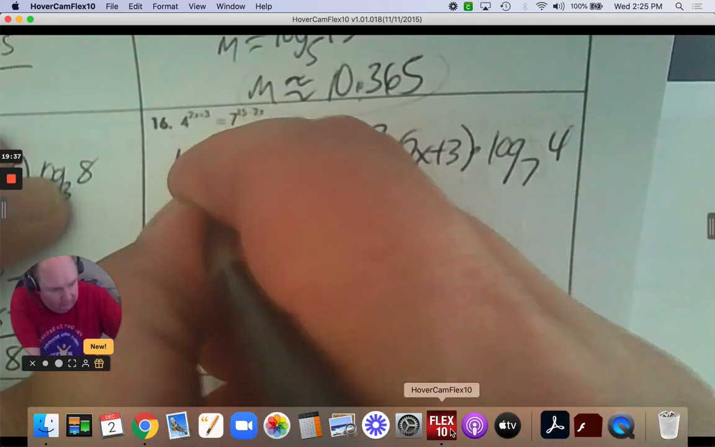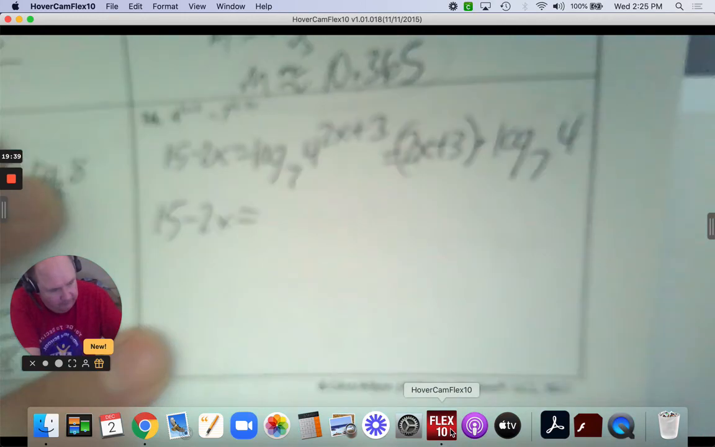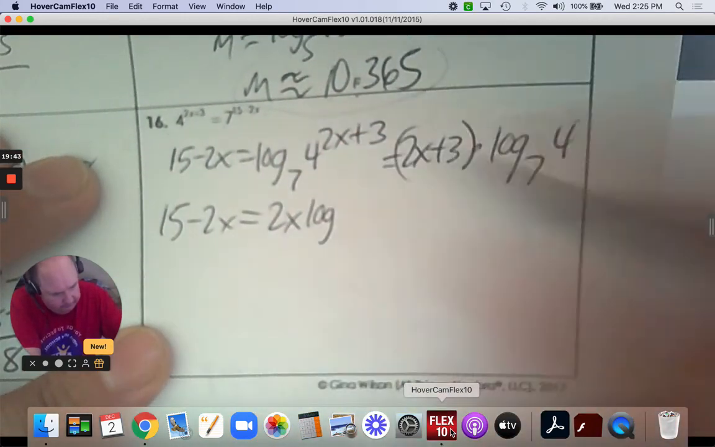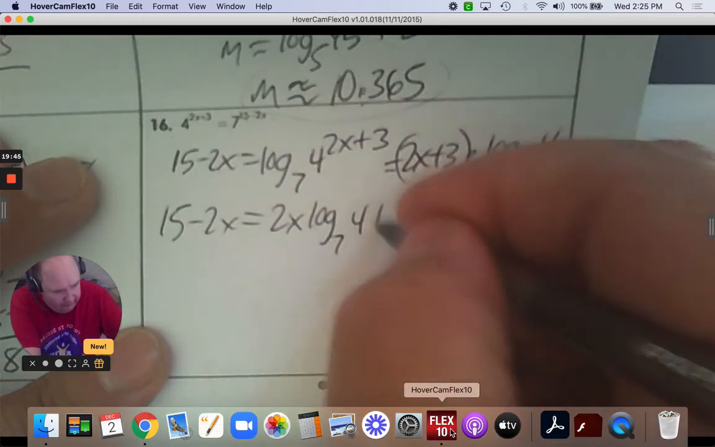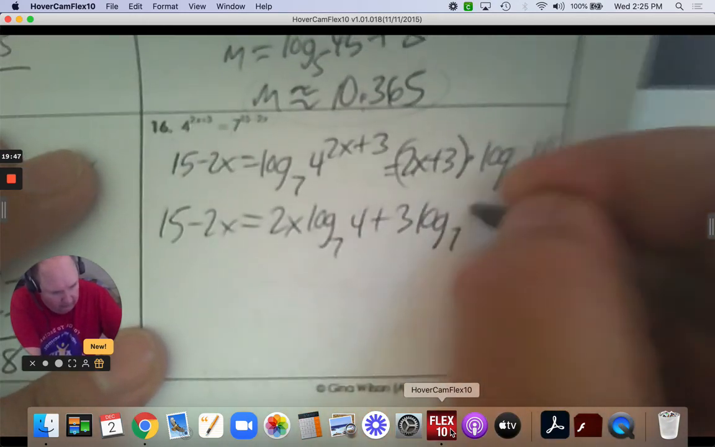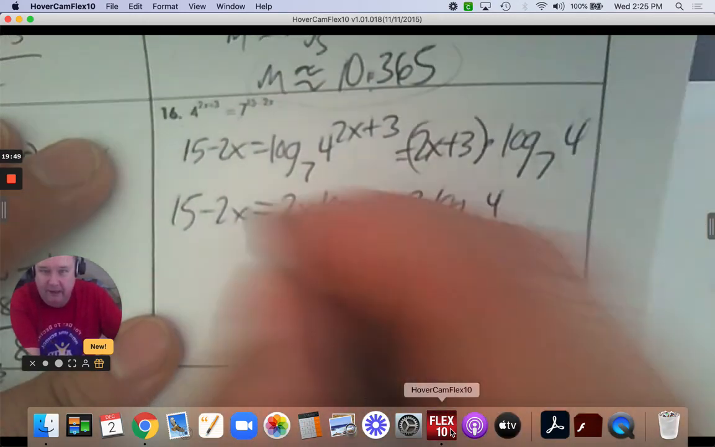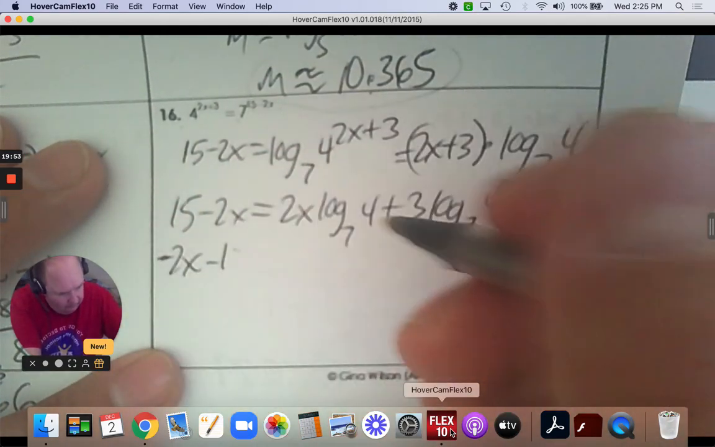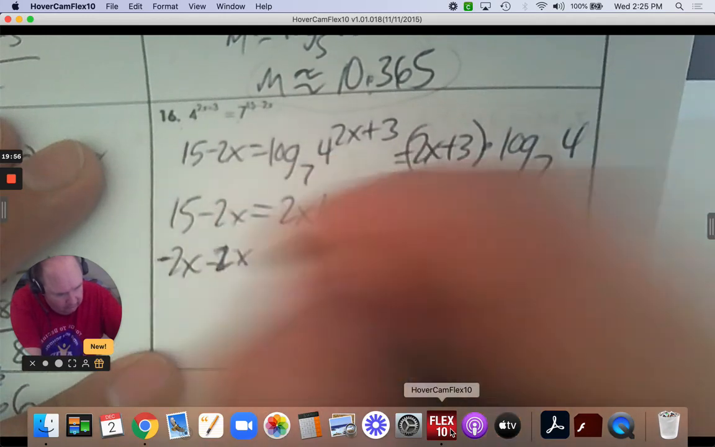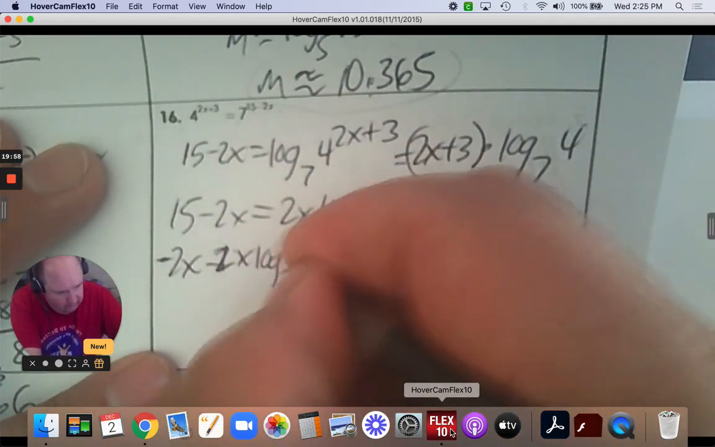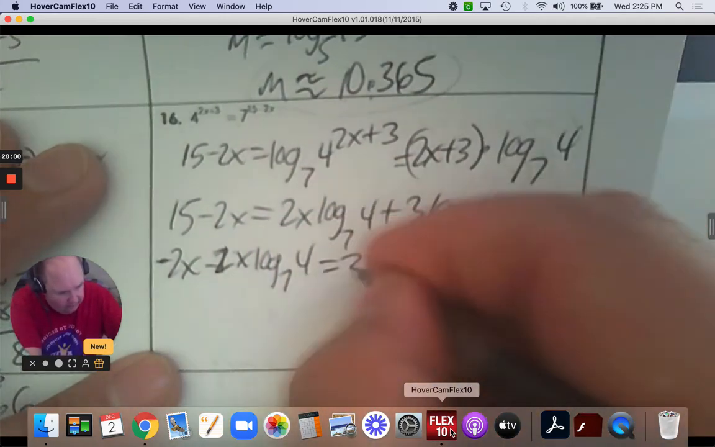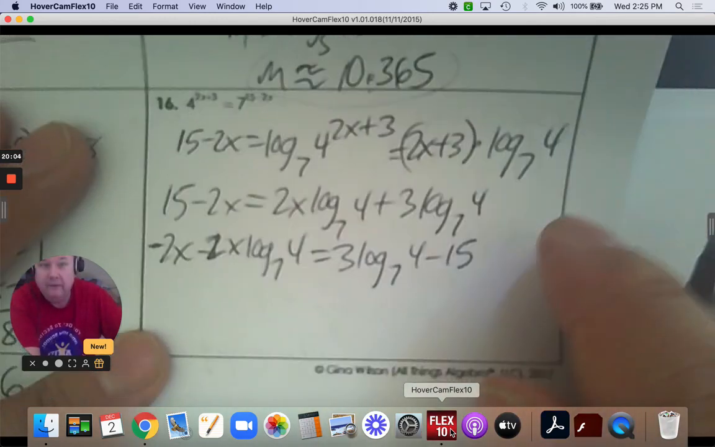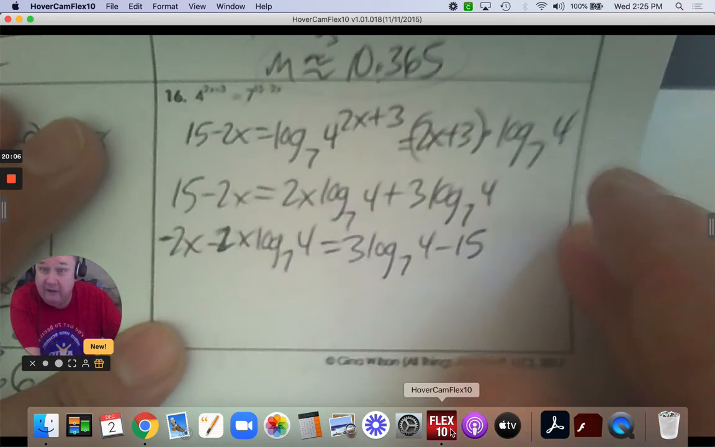And now we're going to distribute. So that logarithm gets distributed to both. You just put them beside each other. Don't make it complicated. Now we're going to gather the x's together. So that means I'm going to subtract 2x log 4 base 7, and I'm going to subtract 15 to the other side.